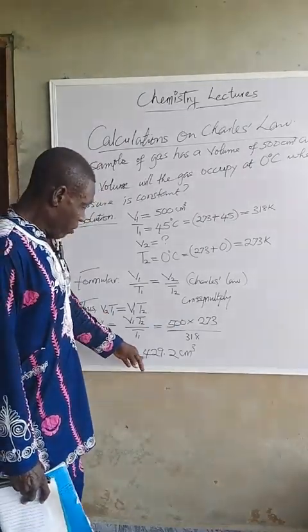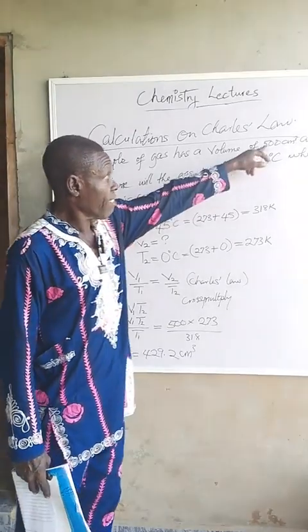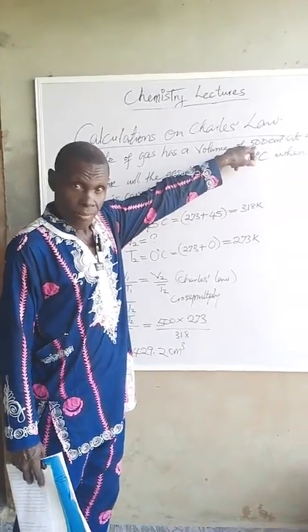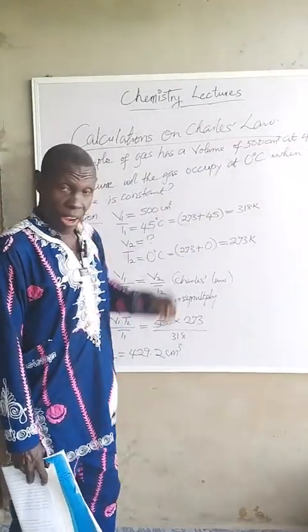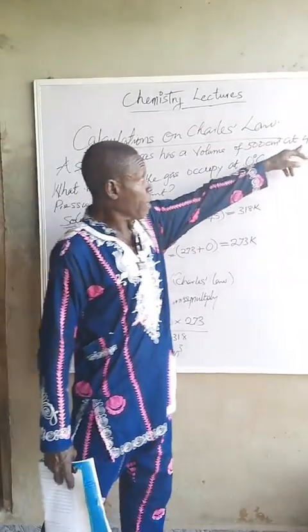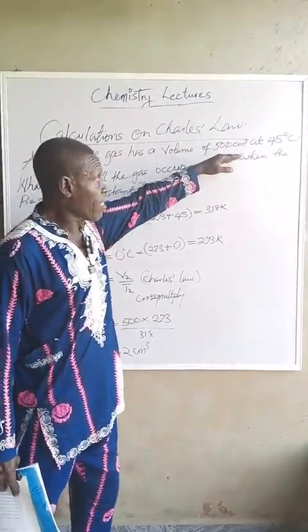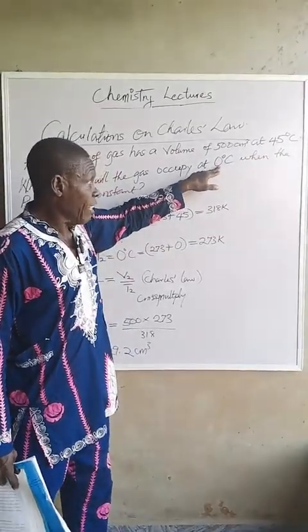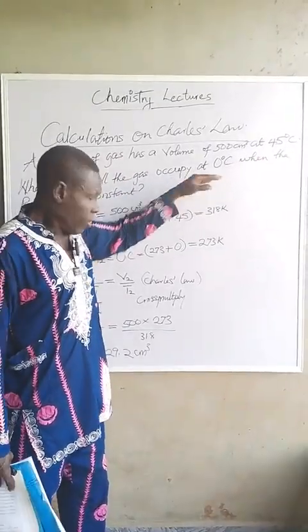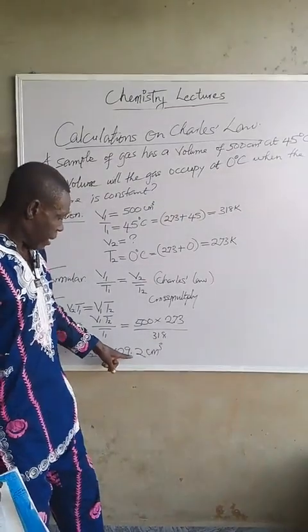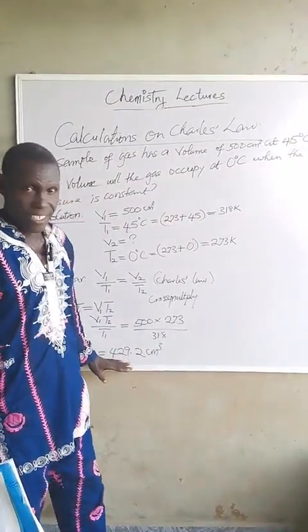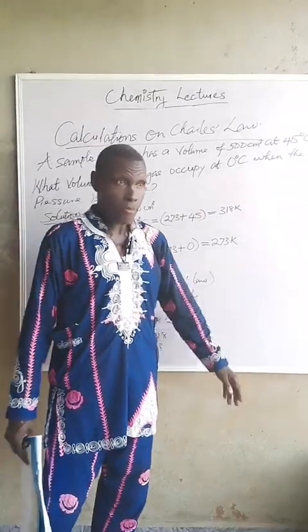You can check that the volume of the gas is less than 500. Because if it were more than 500, it means you are wrong. At this 45 degrees, the volume was 500, so if the temperature is reduced to 0, the volume will have to go down. You can see that now 429.2 is not up to 500. So that means we're right.